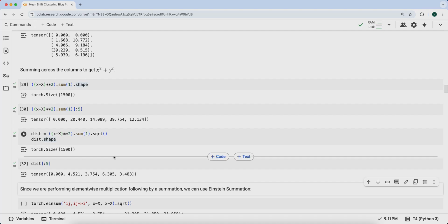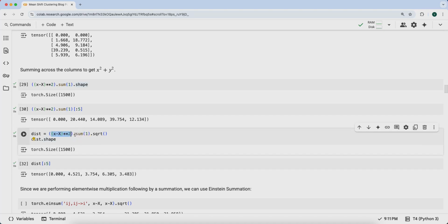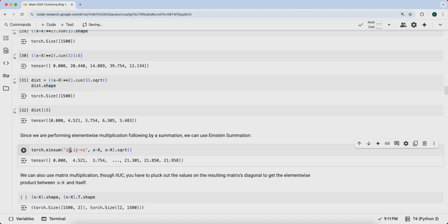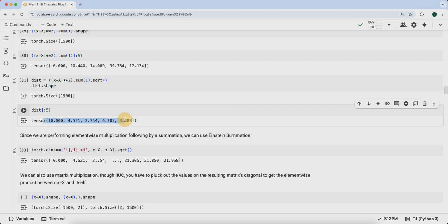So because we're performing element-wise multiplication, which is here, followed by a summation, we can use einsum. So I'm going to do that here. I'm going to have ij and ij as the two shapes because they are the same. And the second dimension, which is the dimension of 2, is going to go away because we're going to sum across that dimension after performing the element-wise multiplication. So if we run that, we're going to get the same value as we have here.